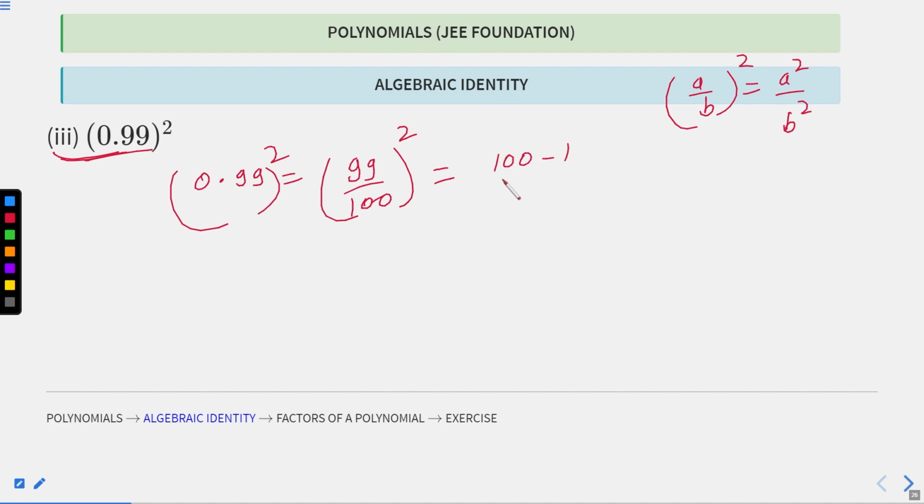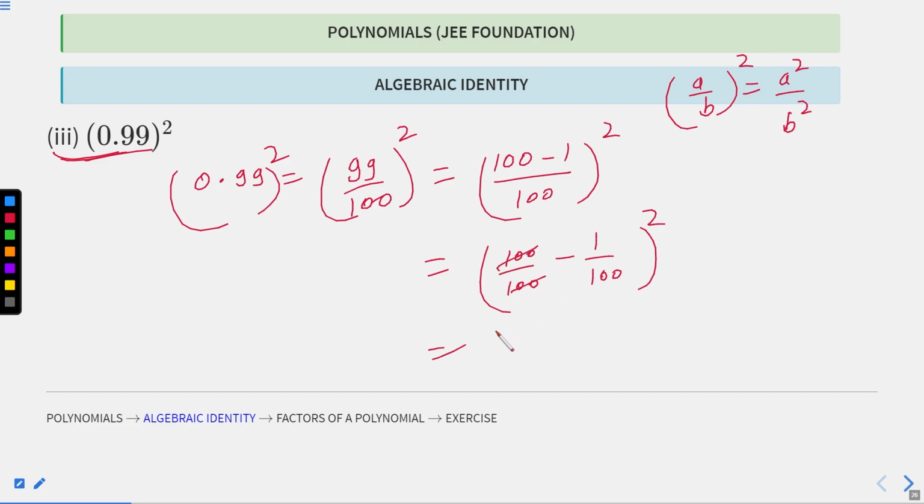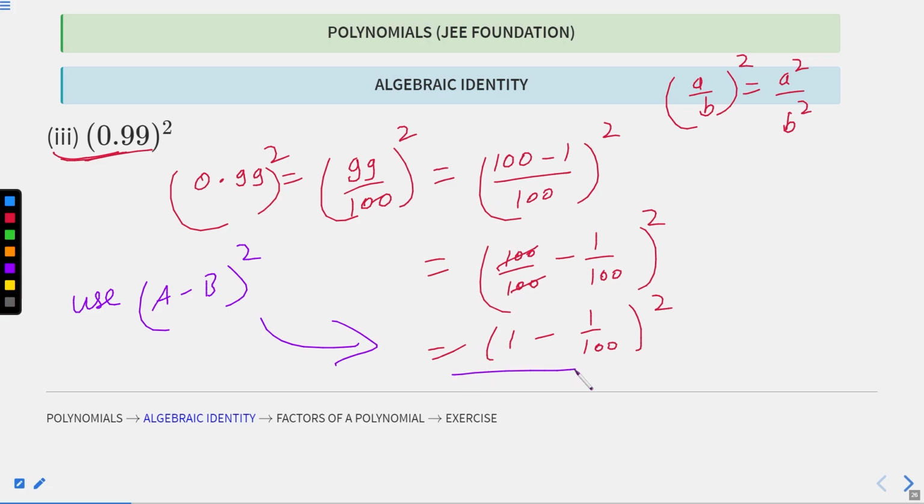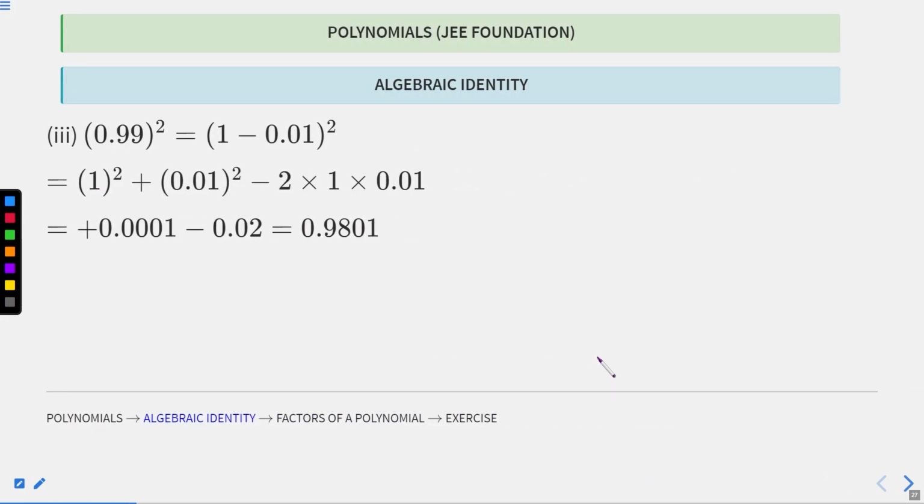99 I can write as (100 minus 1) by 100 whole square, which is further equal to (100 by 100 minus 1 by 100) whole square. And now I know this will be 1, so (1 minus 1 by 100) whole square. Now use the identity (A minus B) whole square to get your answer. I hope you understood how I got to this point. Okay, let's move to C.